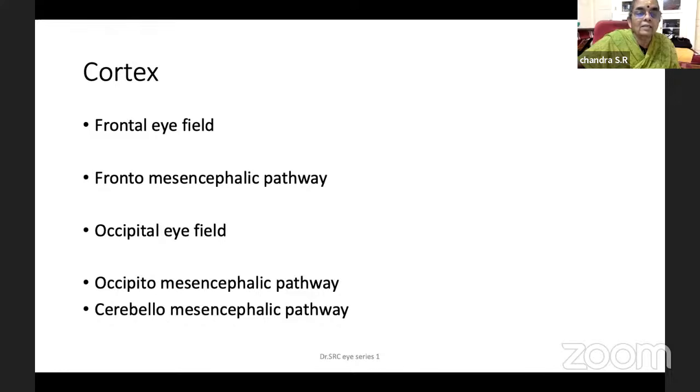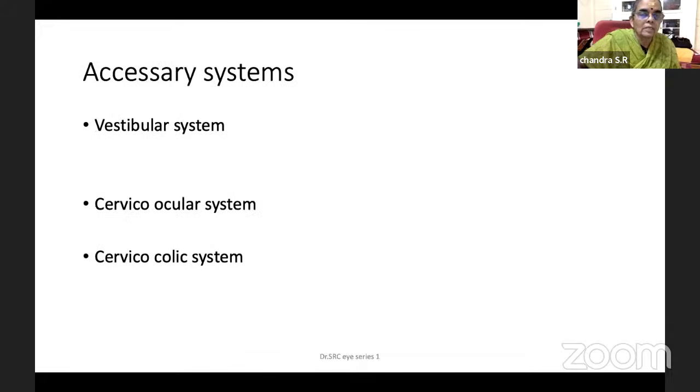So in the cortex, the eye movements are processed by the frontal eye field, and it descends to the midbrain through the frontomesencephalic pathway. You have got the occipital eye field and it descends to the brainstem through the occipitomesencephalic pathway. You have got cerebellum and cerebellomesencephalic pathways. And you have got accessory systems, which are vestibular system, cervico-ocular system, and cervico-collic system. That is the neck muscles, and then you have got the neck and the eyes and vestibular system.